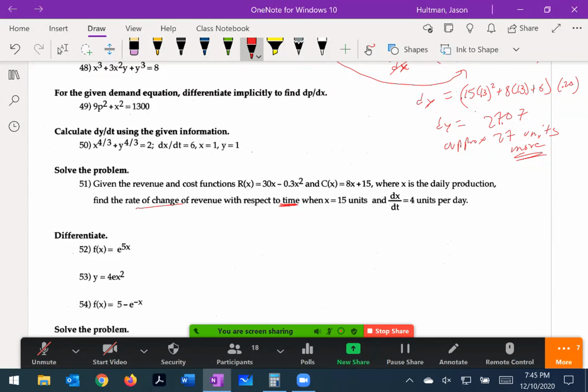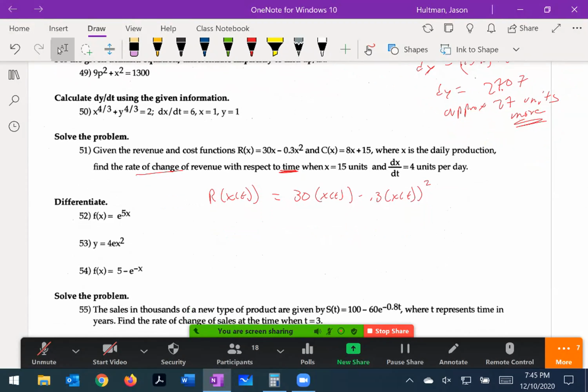Okay, so you have to think of this as R of X of T is equal to 30 times X of T minus... the change of revenue here. So all we care about is the change of revenue. Given these revenue and cost functions, we're just going to deal with the first function. This is 30 times X of T minus 0.3 times X of T squared. So we have to think of this like the chain rule here.